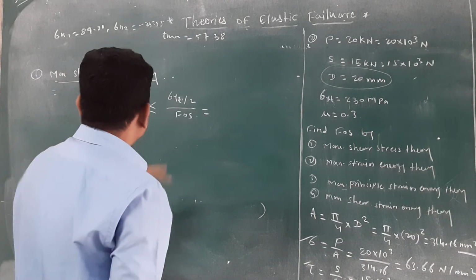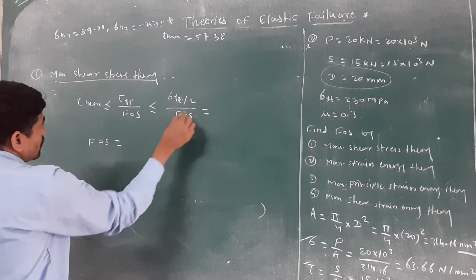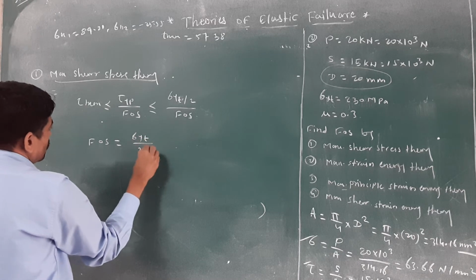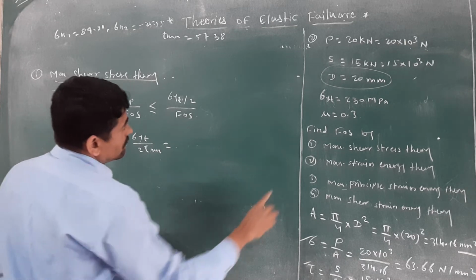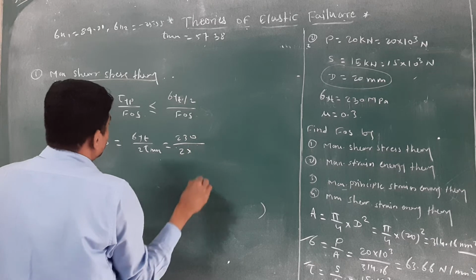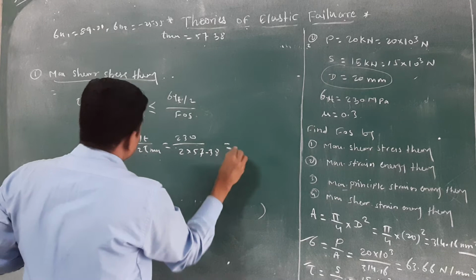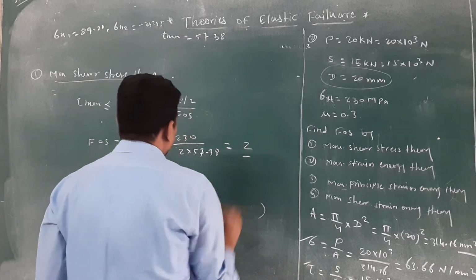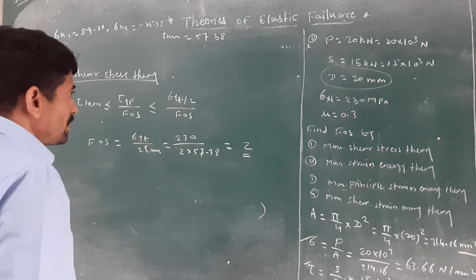Yes, we want to calculate the factor of safety. Then again I will write: factor of safety is equal to sigma yp divided by 2 tau max. What is the value of sigma yp? This value is given, 230 MPa divided by 2 into tau max, 57.38. And what will you get for the factor of safety? You will get 2. If you have calculated, then the factor of safety is 2. This is your first answer.